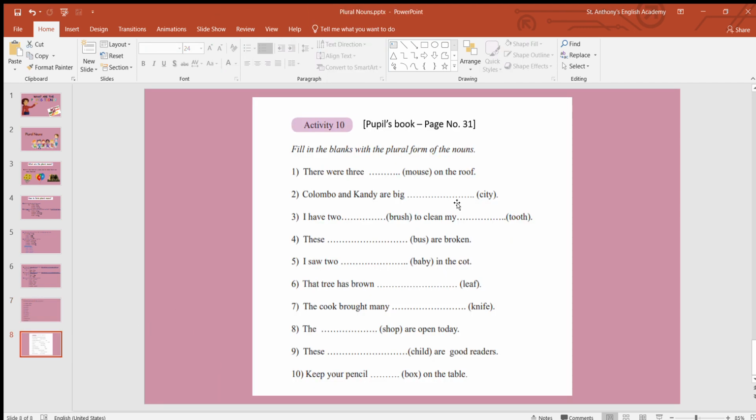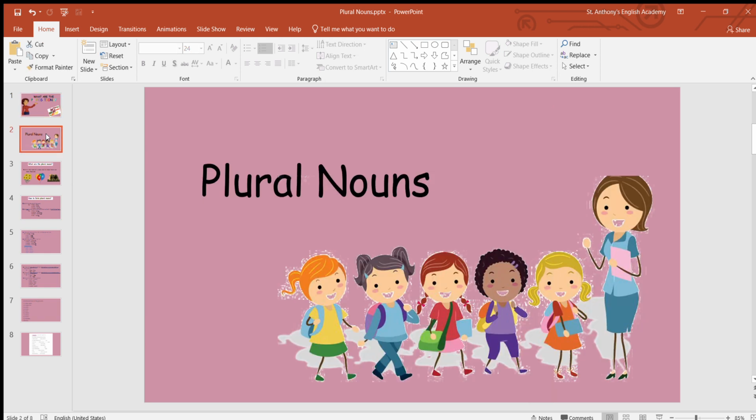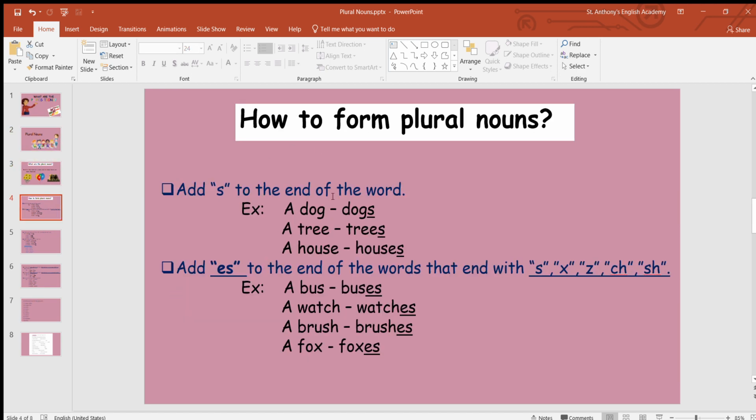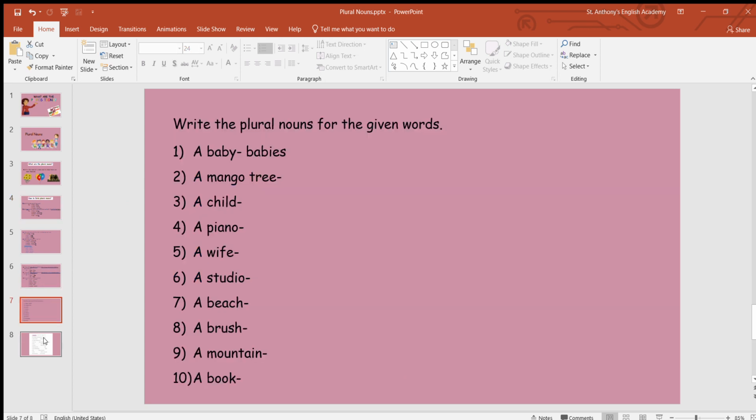And also on page number 31 in your pupils book there is an activity called activity 10. So there are also 10 questions to answer. Please do this activity as well. Now I'm repeating what you need to do. You have to write down the topic plural nouns in your grammar book, and then write down this sentence. Afterwards you need to write down all of these ways of forming plural nouns and please do these two activities.